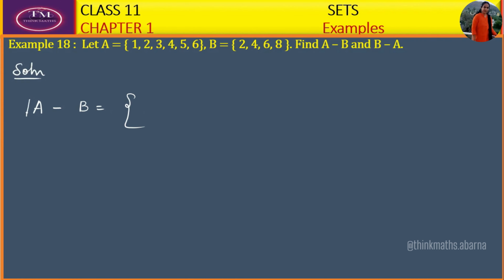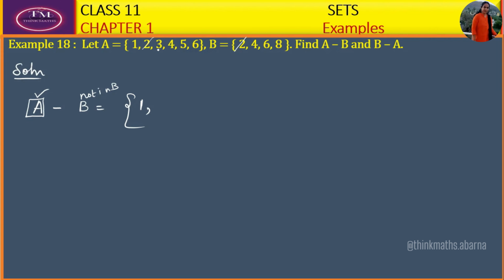It is the set of elements in A but not in B. Okay. So we have to choose the elements in A. It should not be in B. So 1. Is 1 in B? No. So write it here. 2. Yes, it is in B. So you should not write 2.